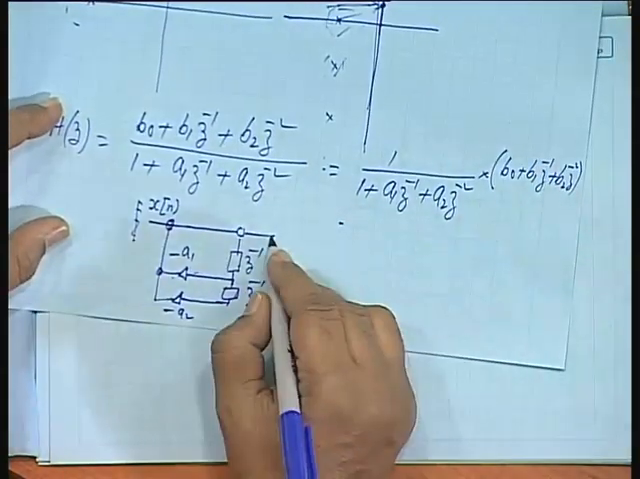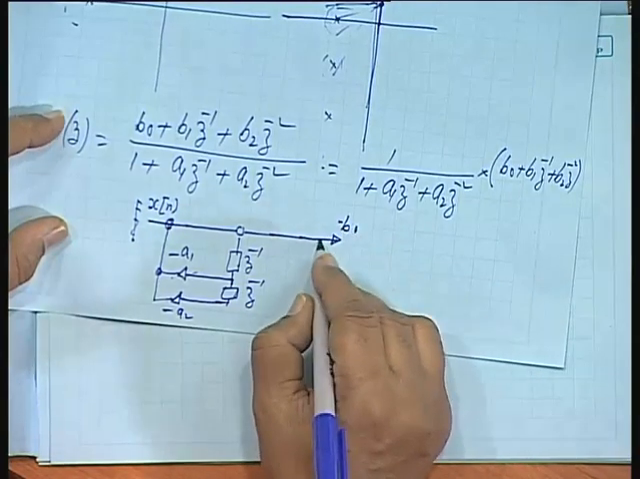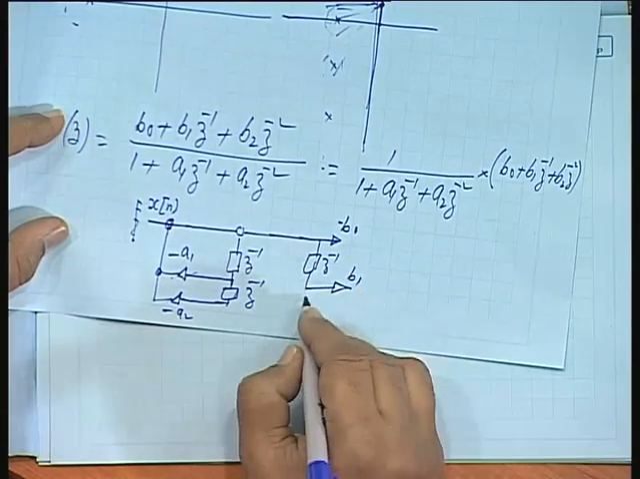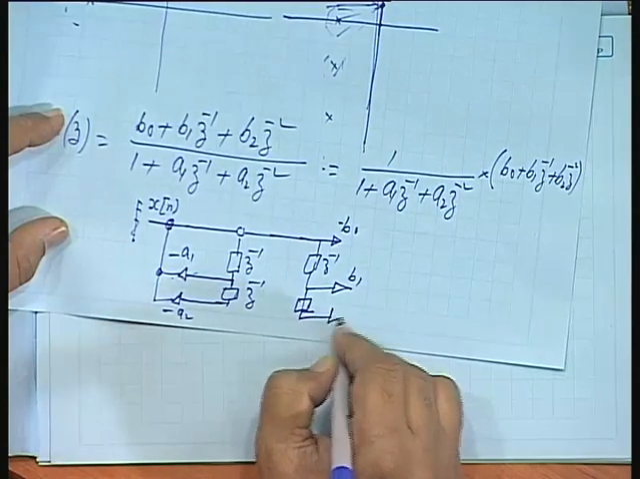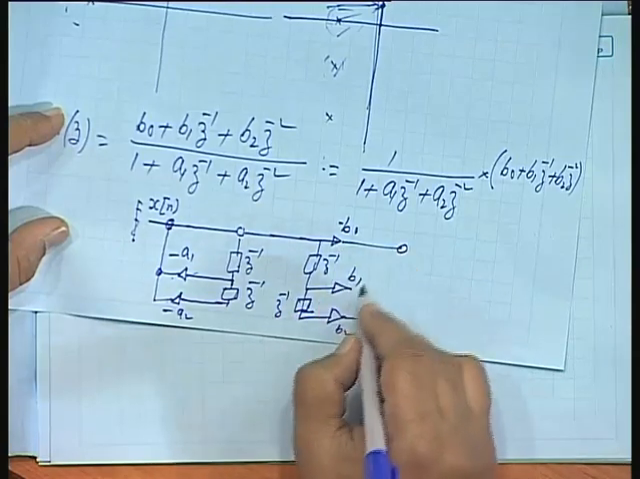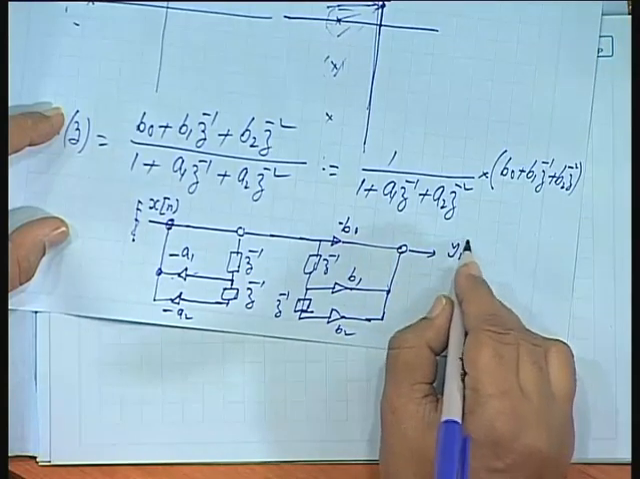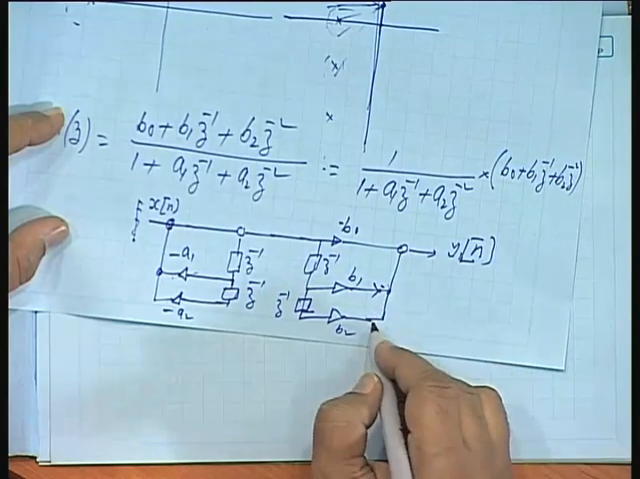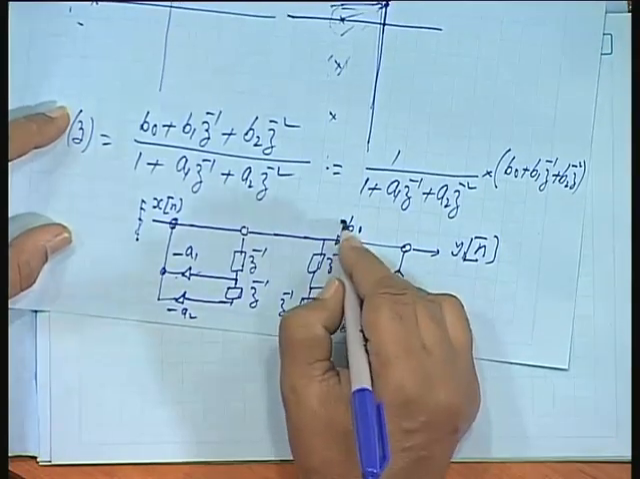Then on this side you have b0, z inverse, b1, then again z inverse, b2, added together, that will give me y n. Okay. This is the direction flow of information, so not minus.